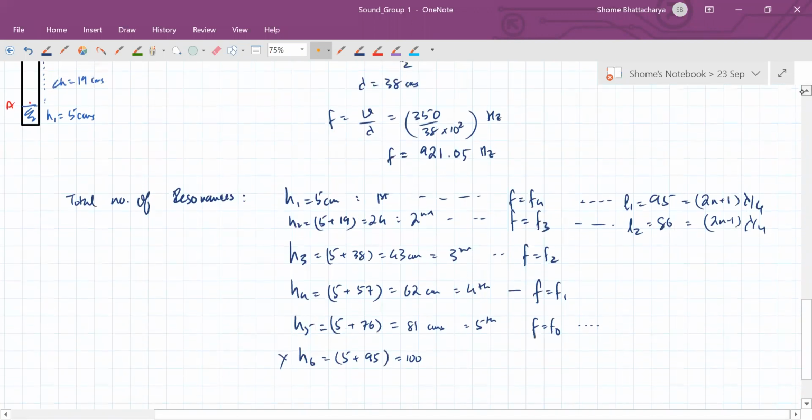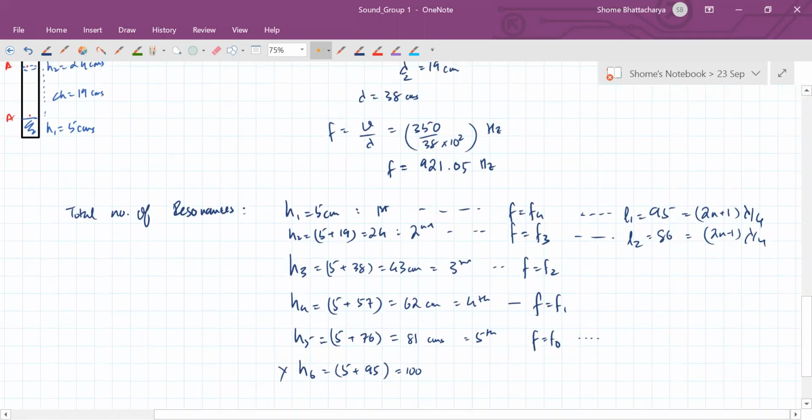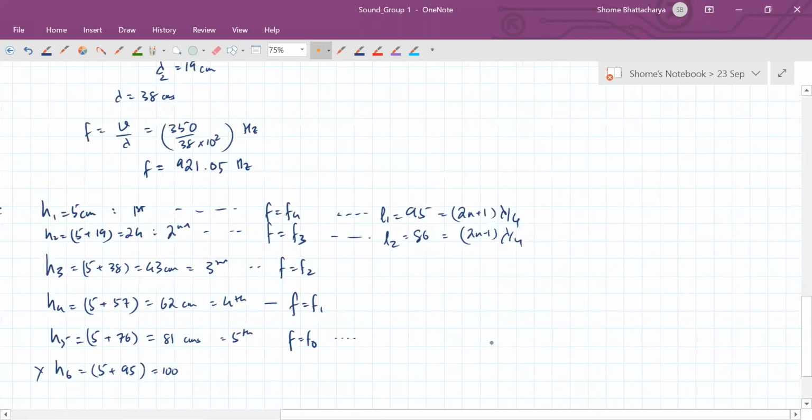No, wait. There is something wrong in the data of my question. See, what this is showing you here is that the effective length which is vibrating is only 19 centimeters, and that is only a lambda by 2. So this is not possible. This length should have been actually half of lambda by 2. So the first resonance should not have occurred at 5 centimeters.